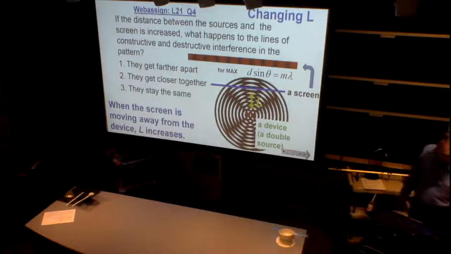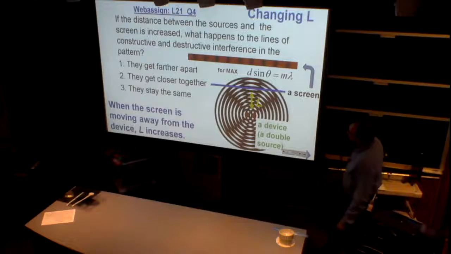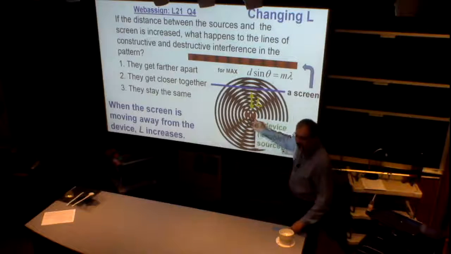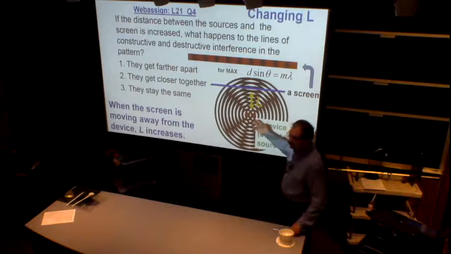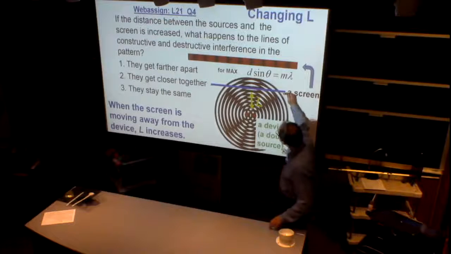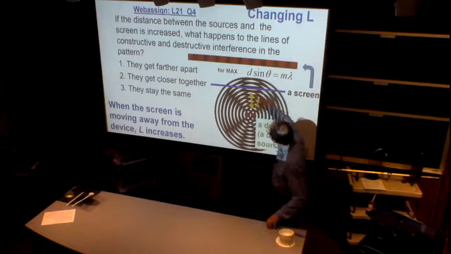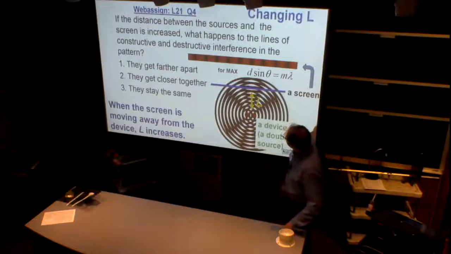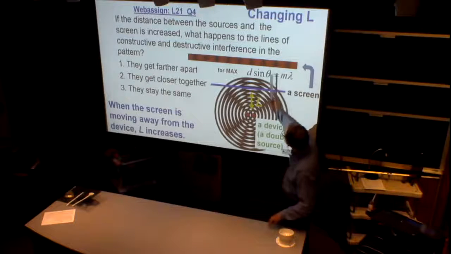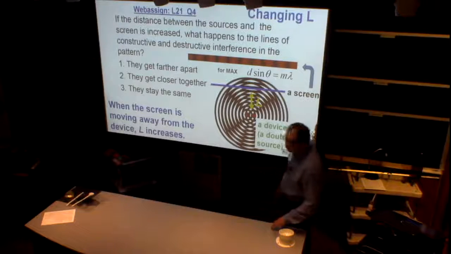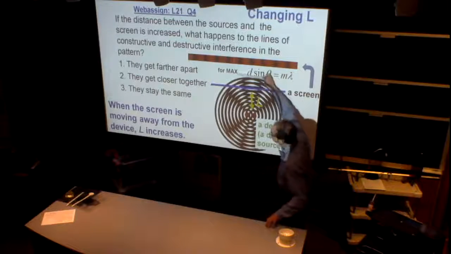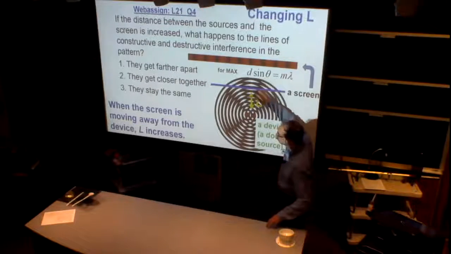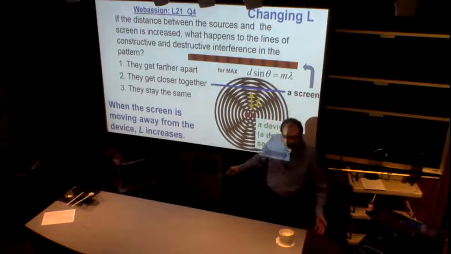Question. Two sources generate a standing wave. We place a screen. We look at the screen and we see this pattern. What's going to happen to the fringes, bright or dark spots, lines, if we move the screen farther away? And these are the only possible options. Nothing.